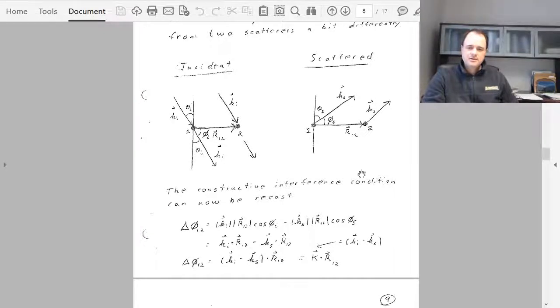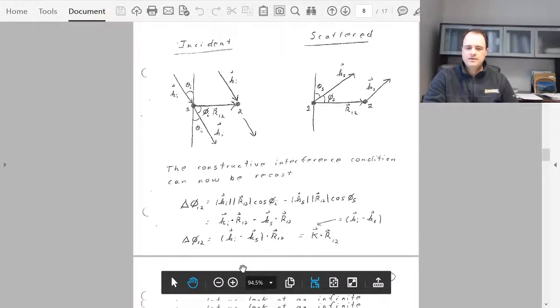So we take our constructive interference condition, and we can recast those because our sine theta I turns into cosine phi I, and my sine theta s's turn into cosine phi s's. All right. So we have magnitude k, magnitude r, cosine of the angle between them. That's obviously a dot product. So we change these into dot products of these two vectors and these two vectors.